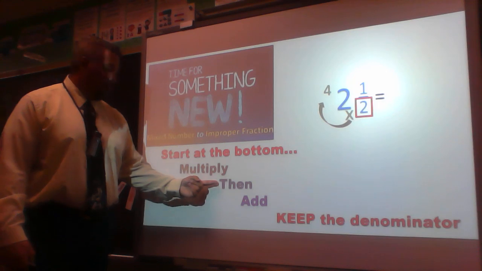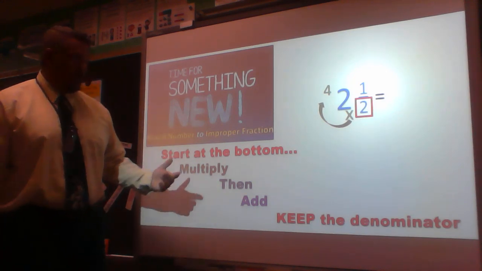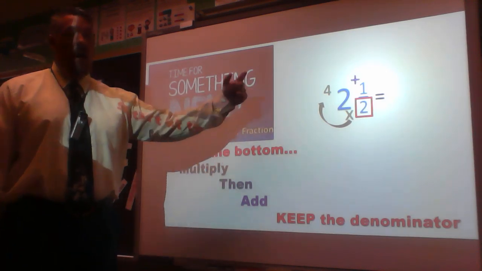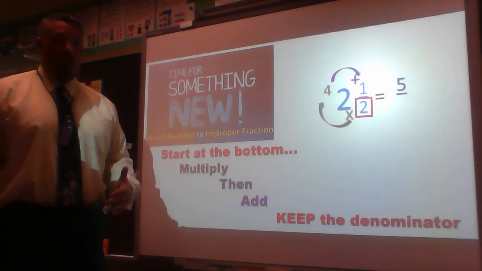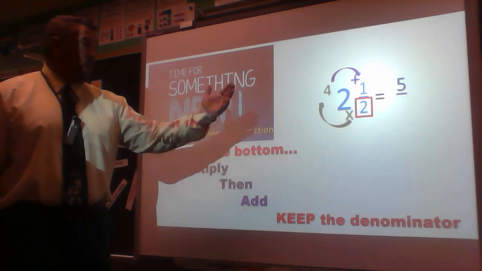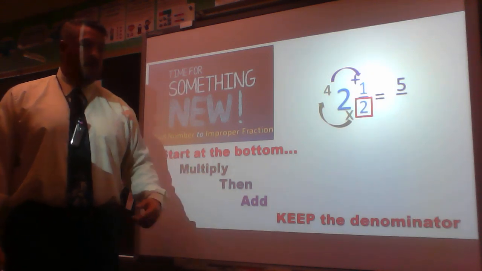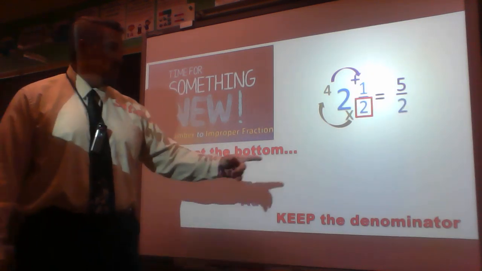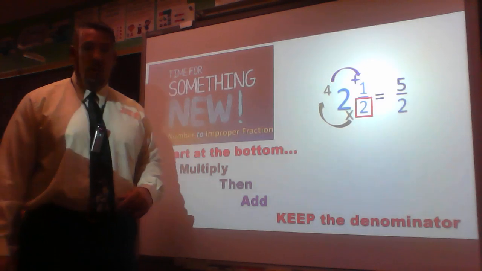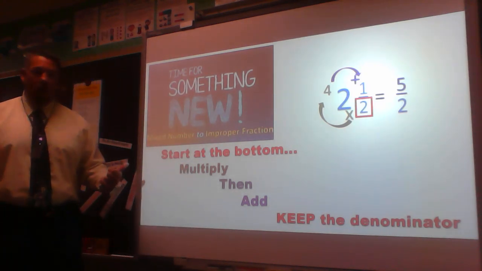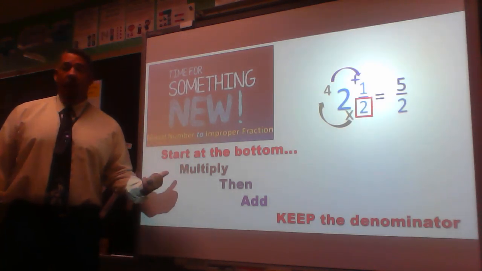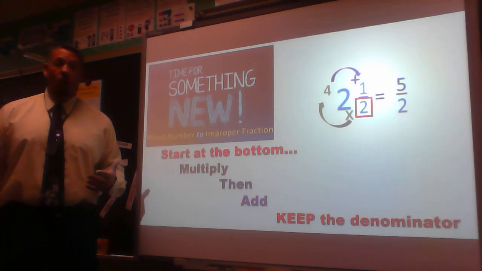My second step, then I add. So I'm going to take my answer that I got, I'm going to add it to my numerator, and that becomes my new numerator. The 4 plus 1 gives me 5. Then, my last step, I keep my denominator. My original denominator was 2, so I keep it. The one I didn't include on here was whole numbers. Have to always just simply put whole numbers over 1.